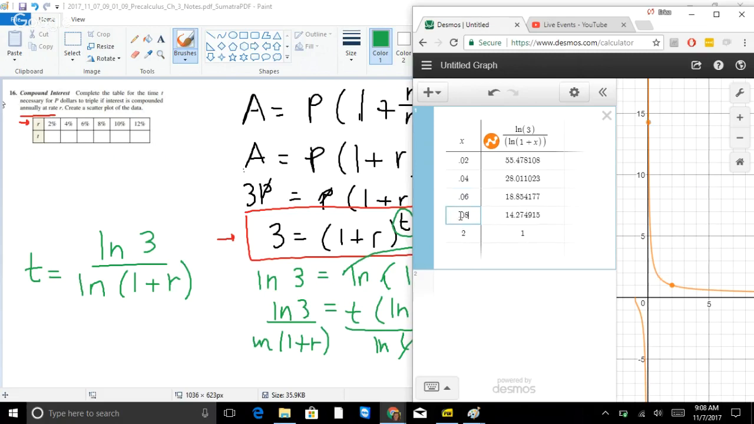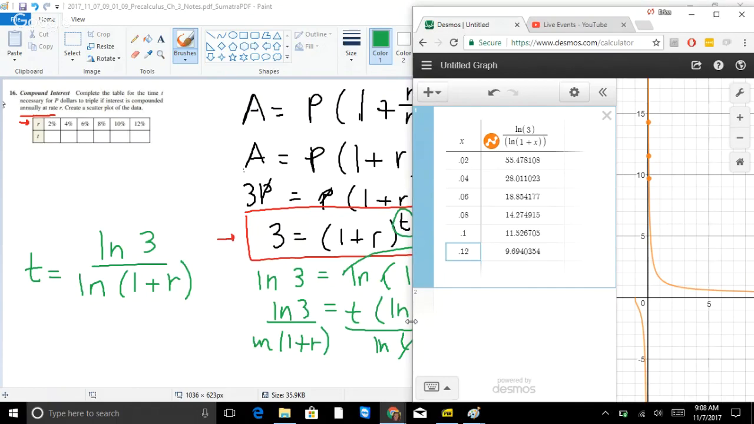At a rate of 8%, it takes 14 years. 10%, if anybody finds a 10% interest rate, let me know. I will go find it. Or 12%. Those would be great, right? So here we go. This is actually the same as this, where the x represents our rates, and this represents our time to triple our value, okay?